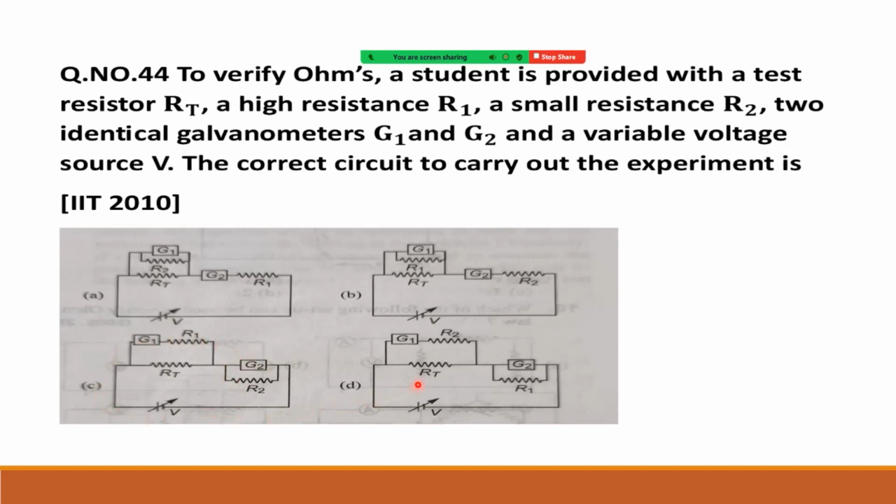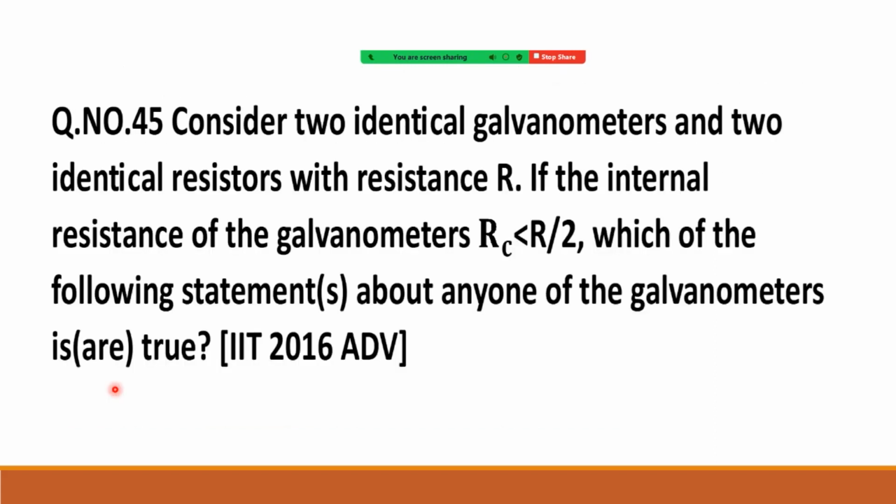And verify D also. G1 R2, this is okay. G2 R1, R1 is high resistance, this is not okay. Here we have taken a small resistance, here we have taken a high resistance. So D is not correct. So the correct option is C. Okay, a direct one. Right, see the next one.